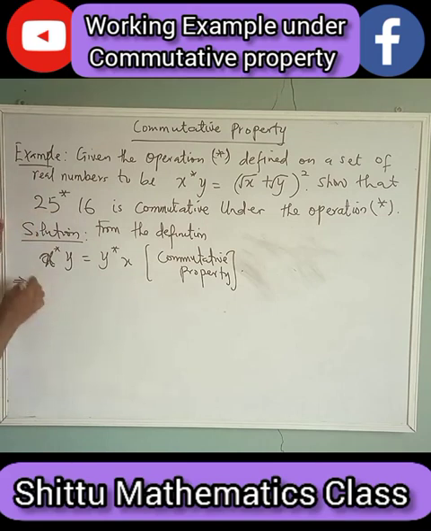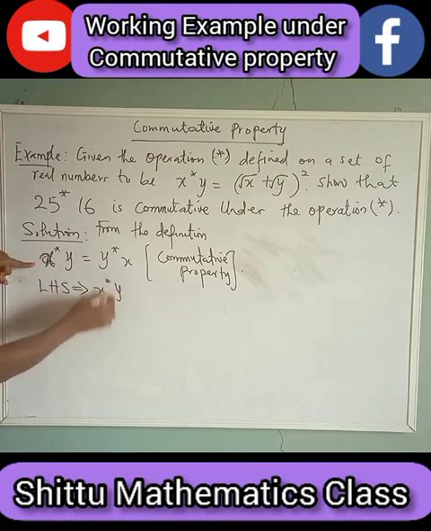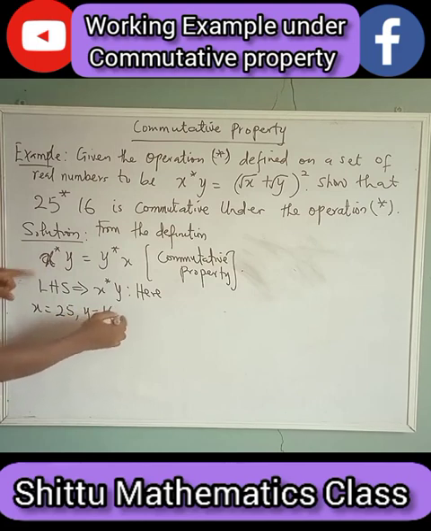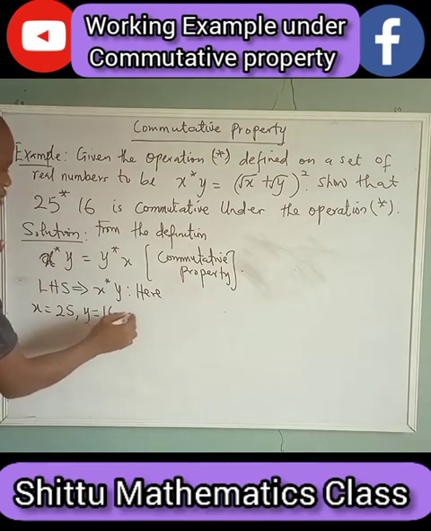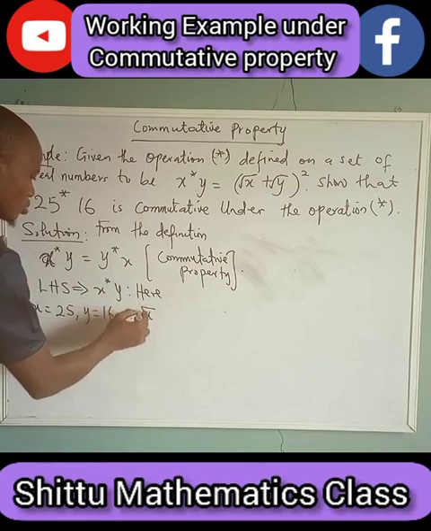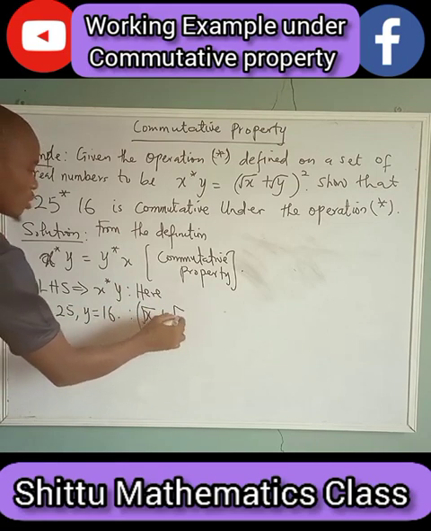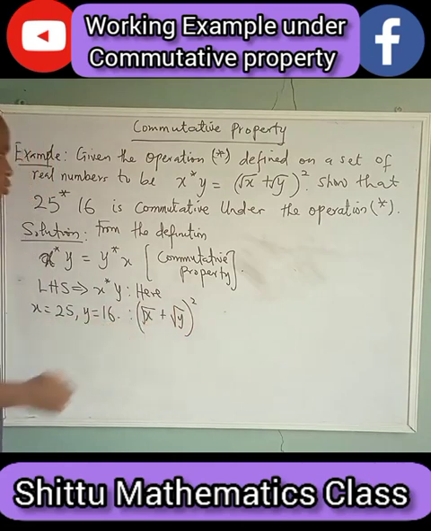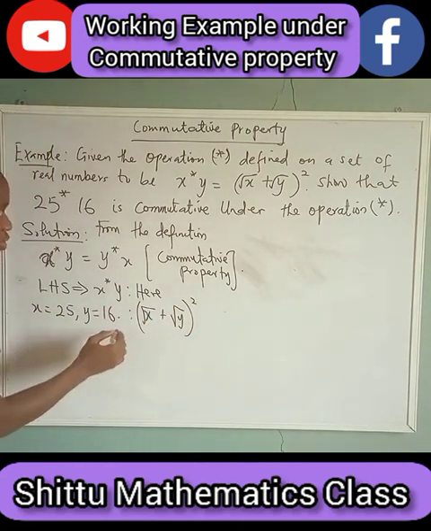if you want to consider the LHS, that is the left hand side, we are going to consider x asterisk y. So here our x is equal to 25 and y is equal to 16. According to the definition, x asterisk y is given to be root of x plus root y, all to power 2.